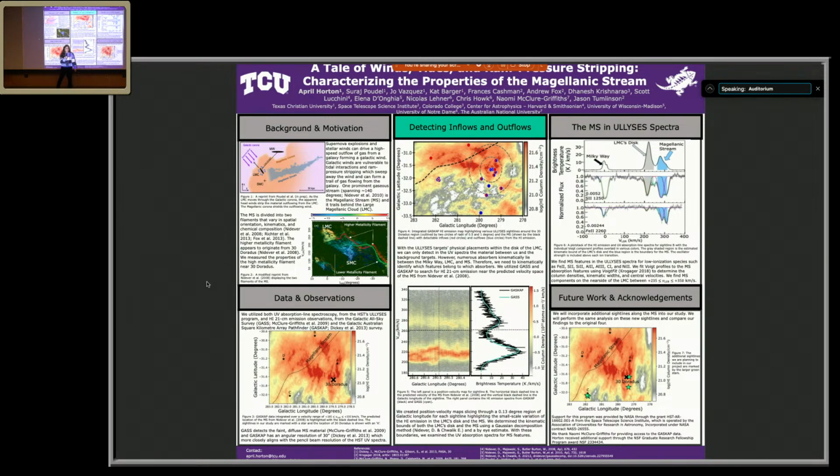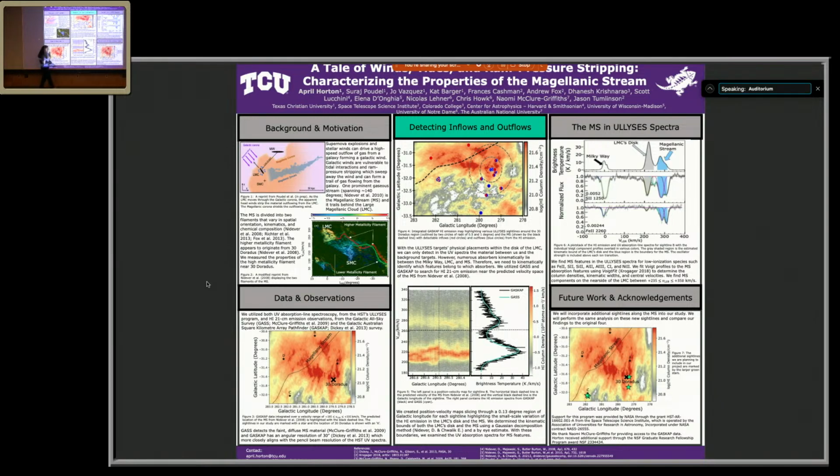Stream in the data. We found that the Magellanic Stream does show up in the data, which means that it is on the near side of the LMC's disk. And we also determined properties like column densities, kinematic widths, and central velocities of those components.